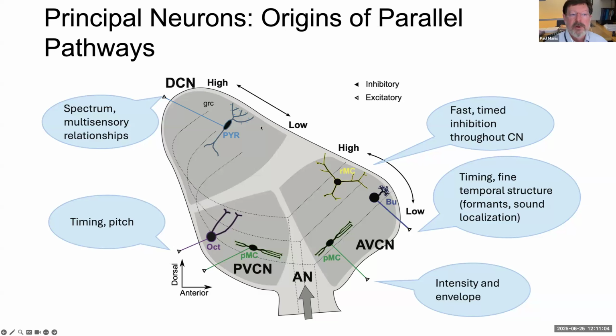And finally, in the dorsal cochlear nucleus, the major set of projection neurons are called pyramidal cells or fusiform cells. And I will use both terms somewhat interchangeably here. And they convey information about spectrum as well as multisensory relationships of sound. And they project to the contralateral inferior colliculus with maybe only a few collaterals within the cochlear nucleus.